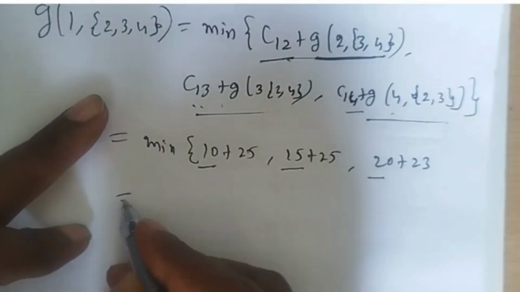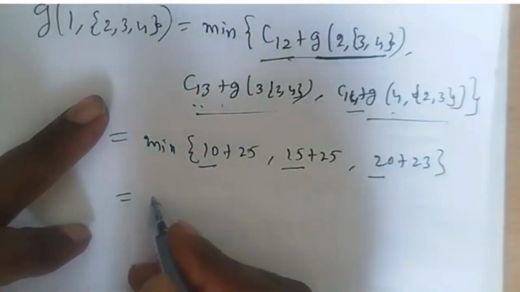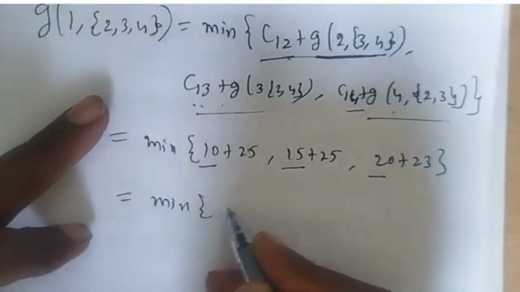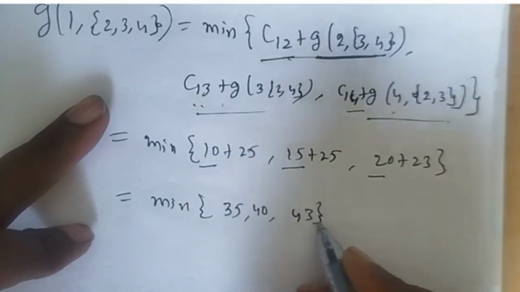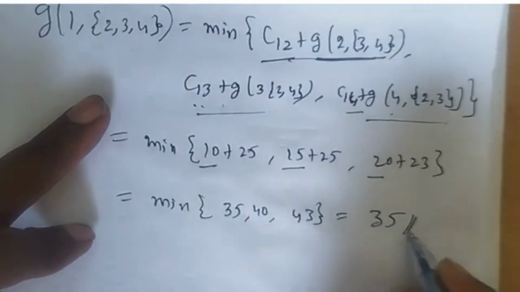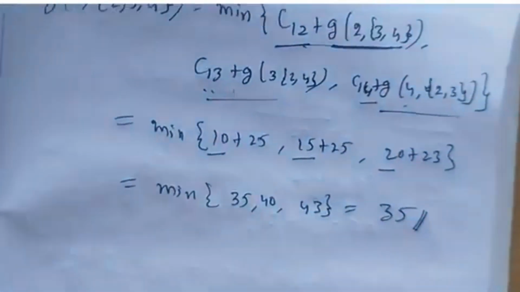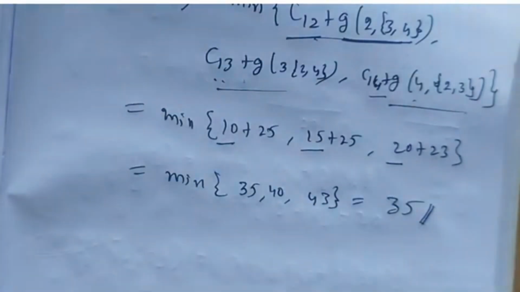Okay, we have to write it. Finally, what do we get here? Minimum of 35, 40, 43. That equals, what is the final answer here? 35. What is the 35? The optimal tour for the graph has length 35.